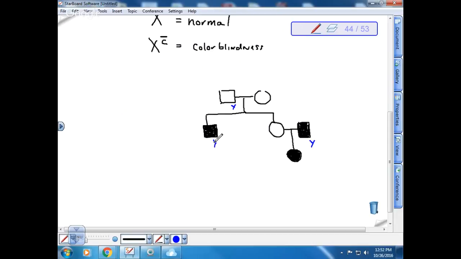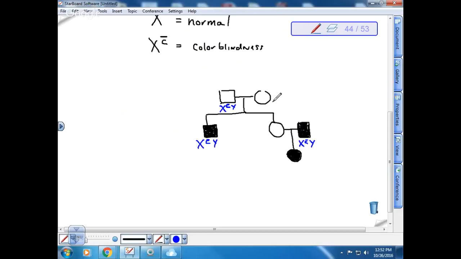Okay. Then what I'm going to do is say which males have color blindness, meaning that they have to have a little c. And that would be these two. I don't know if you can see, but my c's have little lines over them, okay? The male that doesn't have color blindness would have to have a big C. Okay, that's a big C.